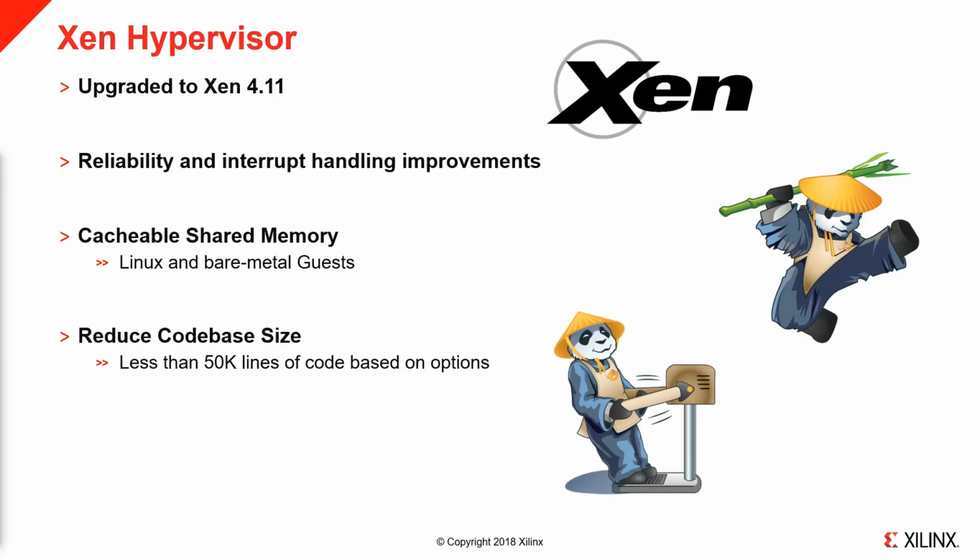Xen Hypervisor has also seen an upgrade to its latest community version, Xen 4.11. This update brings many community improvements, including increased reliability and better handling of interrupts within guests. In addition, Xen now supports cacheable shared memory between guests, including between Linux and bare metal guests. Finally, Xen now has options that can allow a system designer to reduce the size of the hypervisor to as few as 50,000 lines of code.